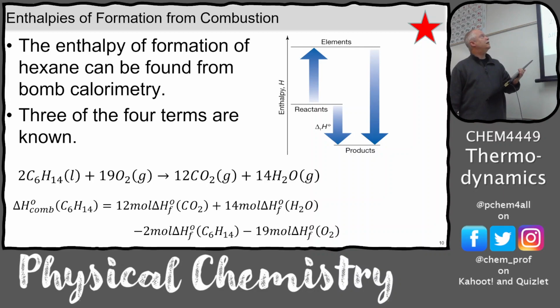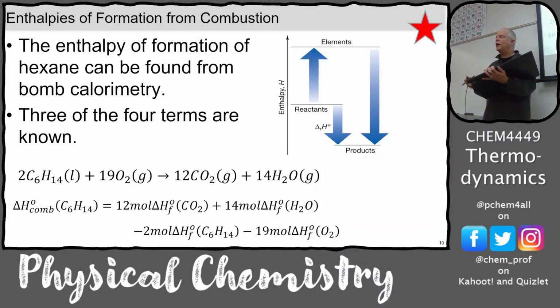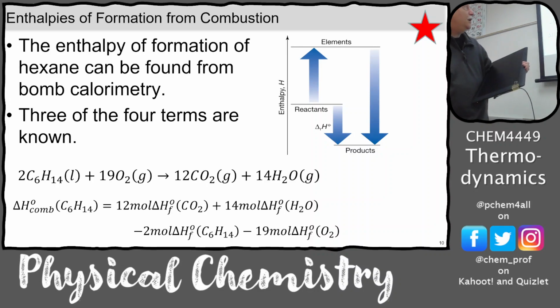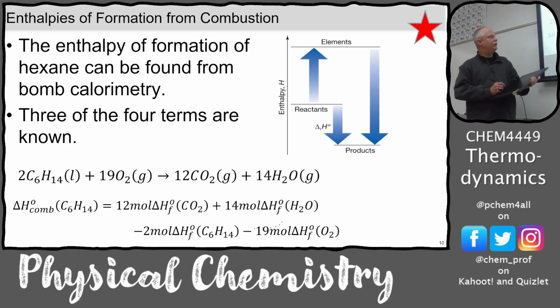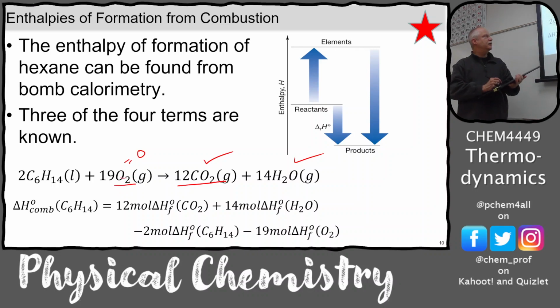And so this enthalpy of formation of hexane can be used and can be found in bomb calorimetry. And so here's an example of using bomb calorimetry to calculate the enthalpy of formation. And so we certainly know the enthalpy of formation of CO2. So we've got that one. We know water. Oxygen is going to be equal to 0. Enthalpy of formation for oxygen is 0 because it's an element in its standard state.